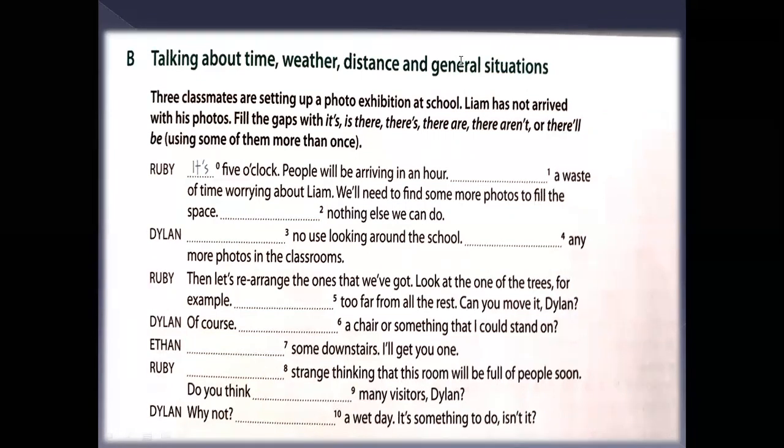Okay, let's start from Sophie, Burawi, Fatima. Just give me 1, 2, 3, and then I'm going to write down your answers. So Sophie, what is your answer? It is 5 o'clock. People will be arriving in an hour.